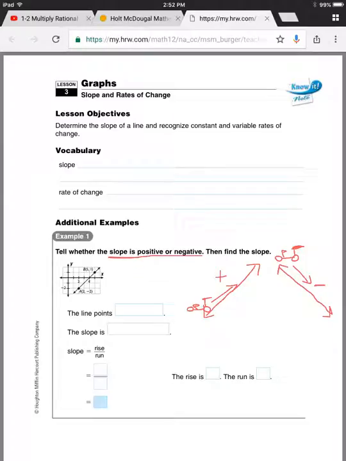So, the line points upward. This line here points upward if we were to have our little bike here. Okay? So the slope is positive, like we just talked about. Now, slope is rise over run, okay? Which means it is y over x. It's our y value over our x value. So we're going to look at our 2 points and we're going to draw a triangle between them, okay?